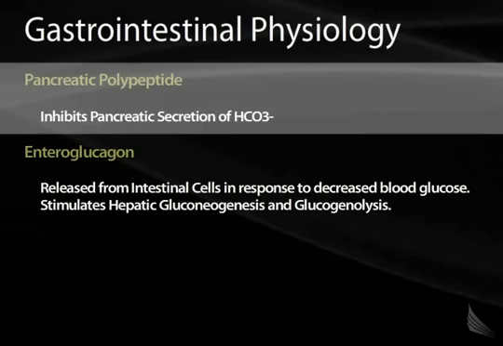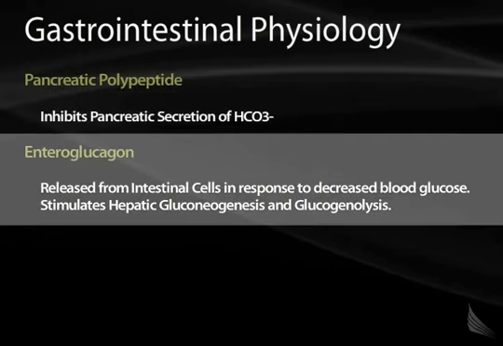Pancreatic polypeptide inhibits pancreatic secretion of bicarbonate and therefore directly acts as an antagonist for secretin. Enteroglucagon is released from the intestinal cells in response to decreased blood glucose, and therefore stimulates hepatic gluconeogenesis and glycogenolysis. This occurs in the liver because the liver is the main store where these mechanisms can take place.